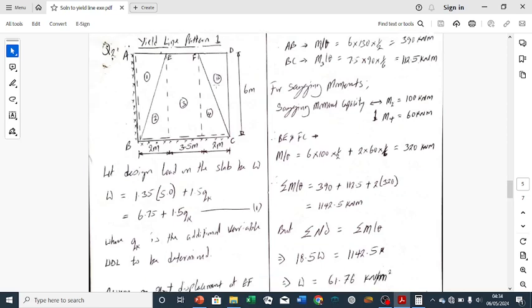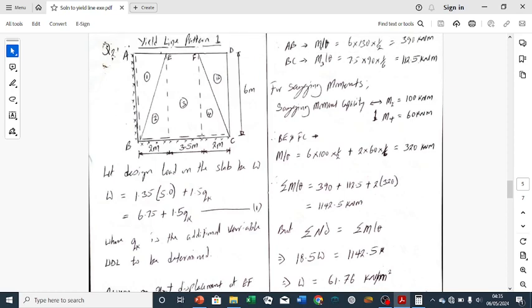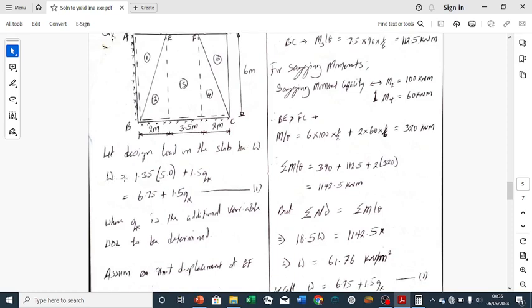So as usual, what are we to calculate from the question? We are to calculate the additional variable action that the slab can carry. And for us to do that, the best way is for us to calculate the design load. And from the design load, we can use this equation to calculate for that variable action.